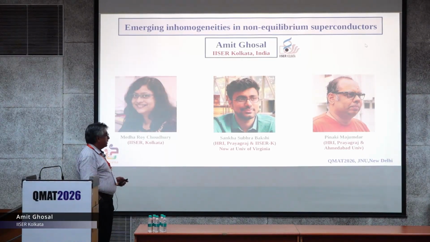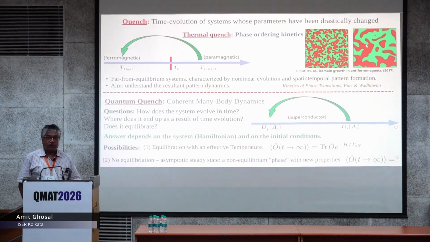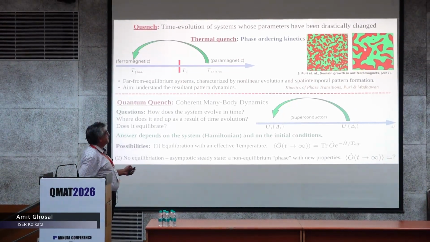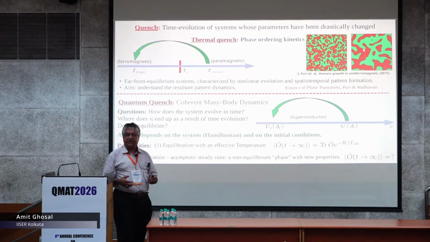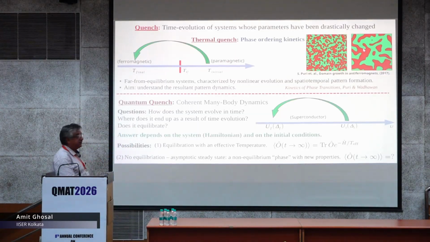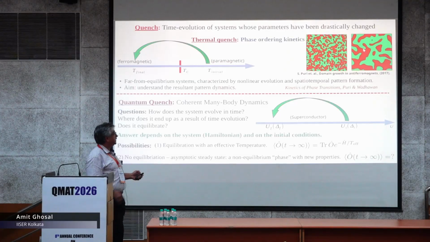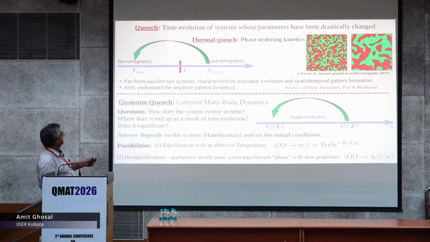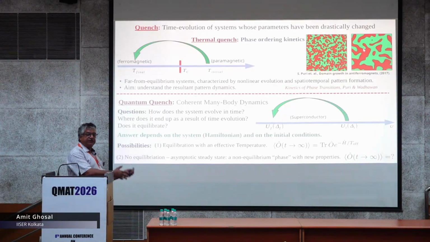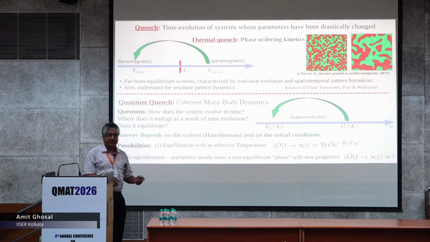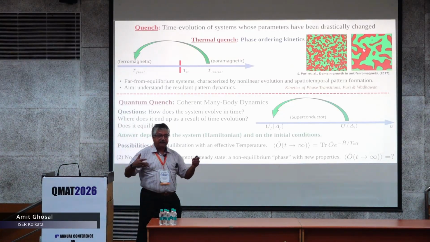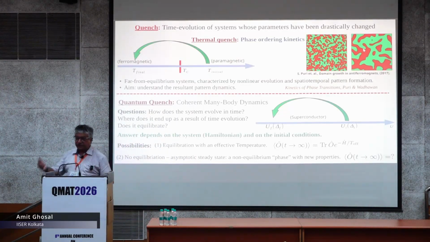Okay, so today we are going to talk about quench. So what is a quench? It's a time evolution of a system whose parameters are drastically changed. That's the simple definition of quench, and it's a very popular thing in classical statistical mechanics where people talk about phase ordering kinetics. So what you do is you take a paramagnet which is at a high temperature and suddenly quench it to a very low temperature, like zero temperature, and then you ask how the little puddles of up and down spin evolve to make a cluster of large size as it approaches equilibrium.